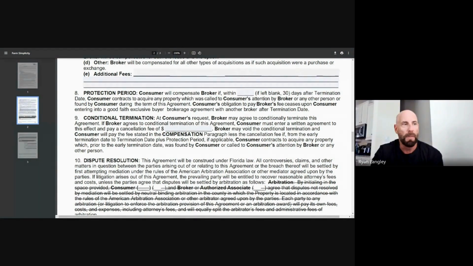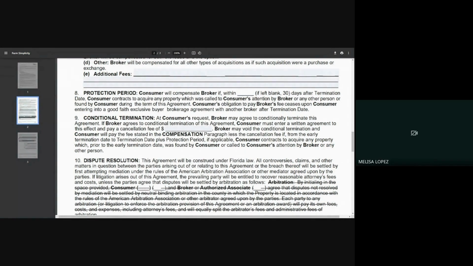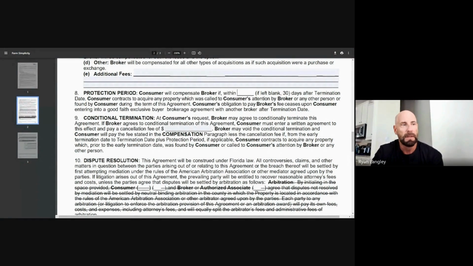No, because they'll do that on purpose. If you're within this protection period, you can make this 30, 60, 90 days, whatever you want. But within 30 days, if they go contract to acquire, they don't have to close, contract to acquire any property, which was called a consumer's detention by broker or any other person. So any property they found out about during this time, I don't care if they saw it on Zillow, they still owe you, even if they cancel with you, if they don't wait more than 30, 60, 90 days, whatever number you put here. Then they still owe you. Yes. Oh, okay. Thank you.